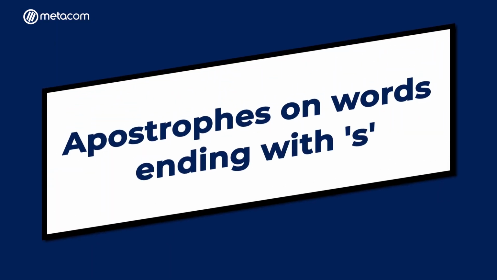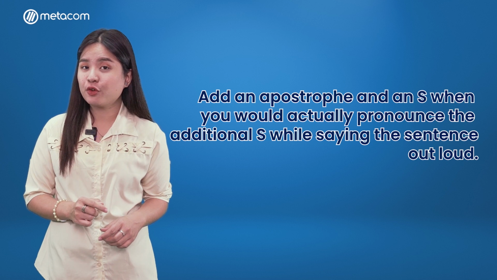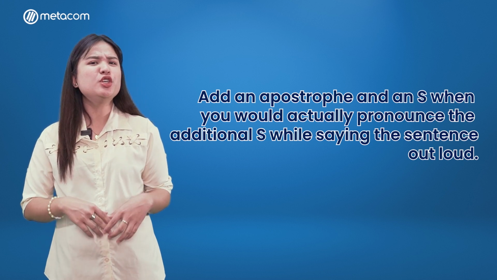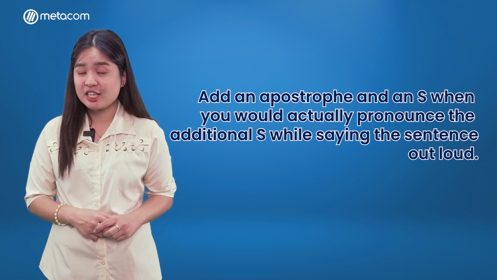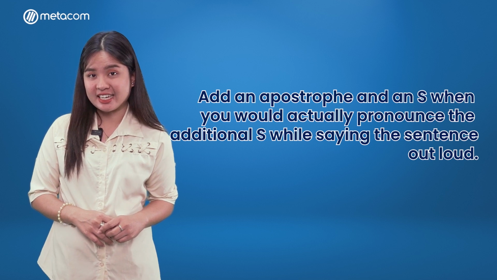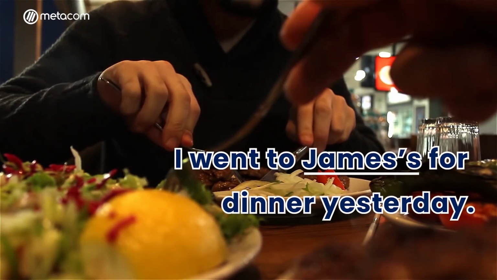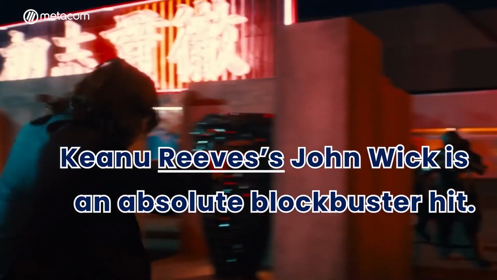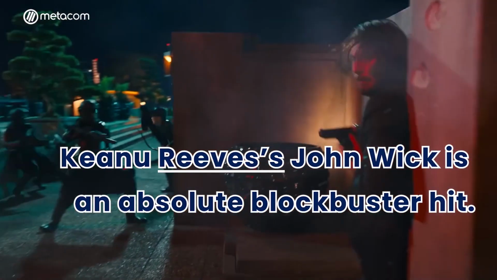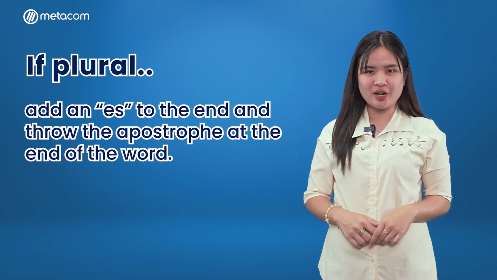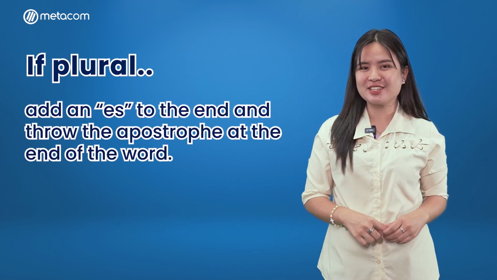Let's start with apostrophes on words ending with S. Actually, the rule is you just have to add an apostrophe and an S when you would actually pronounce the additional S while saying the sentence out loud. For example, I went to James's for dinner yesterday. Keanu Reeves' John Wick is an absolute blockbuster hit. Where is Jess's bag? If plural, add an ES to the word and throw the apostrophe at the very end.